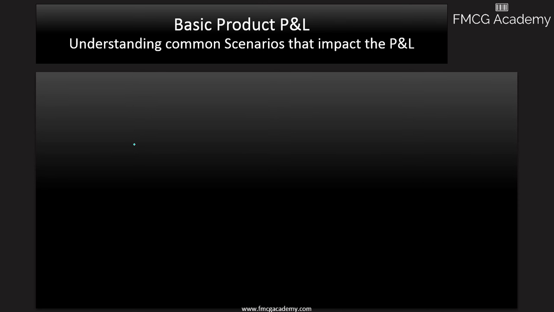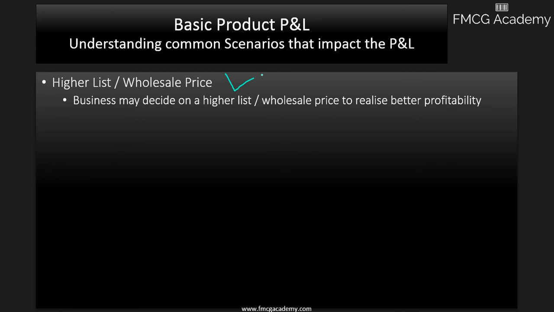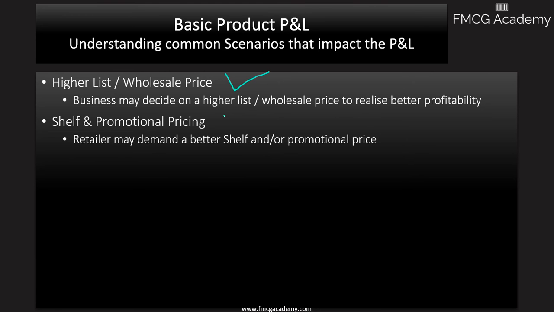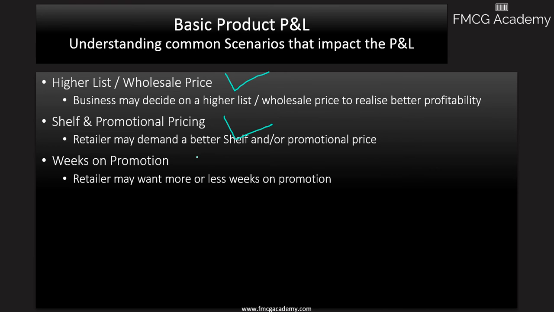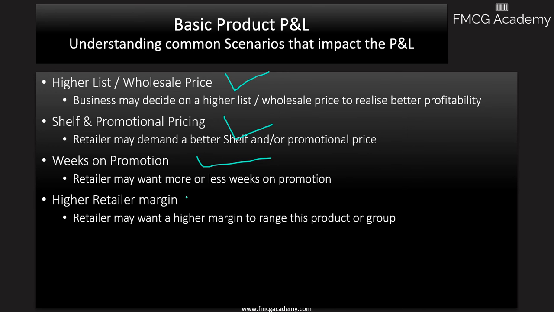Today we are going to jump on to the fifth scenario of the various common scenarios that impact the P&L. So we've done the higher list and wholesale price and how that impacts the P&L. We've done the shelf and promotional pricing. We've had a look at weeks on promotion changes. Very common one, higher retailer margin. Retailer wants higher margins. So we've done all of these, and make sure you watch some of these videos as well as the full P&L, which is the basic FMCG product P&L video. Make sure you watch that so you understand how these various scenarios and the spreadsheet has been built up.